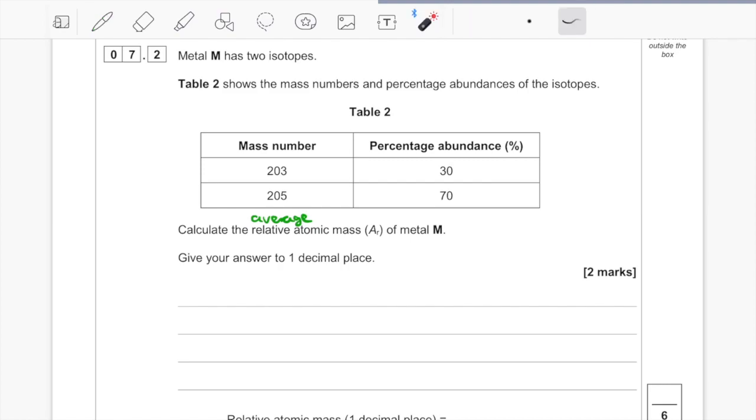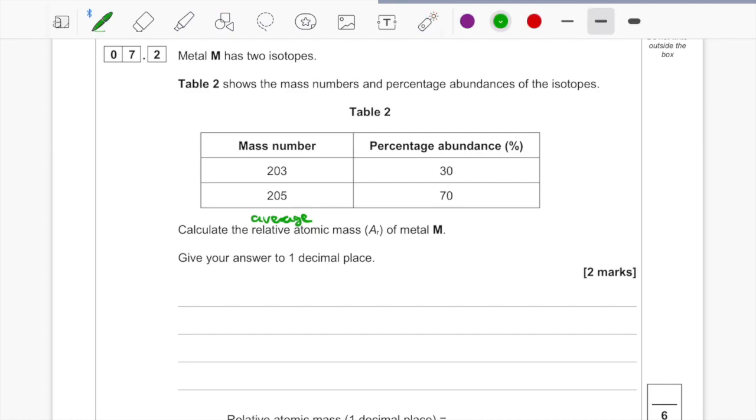So one thing to say is when you do this calculation, you've got an isotope with a mass of 203 and an isotope with a mass of 205. You've got different abundances, but the thing to hold on to when you do this calculation is whatever your answer is, it must be between 203 and 205. If you get an answer that is not between those two numbers, you have definitely made a mistake. If you're doing an average, your average must be between the two ends of your range.